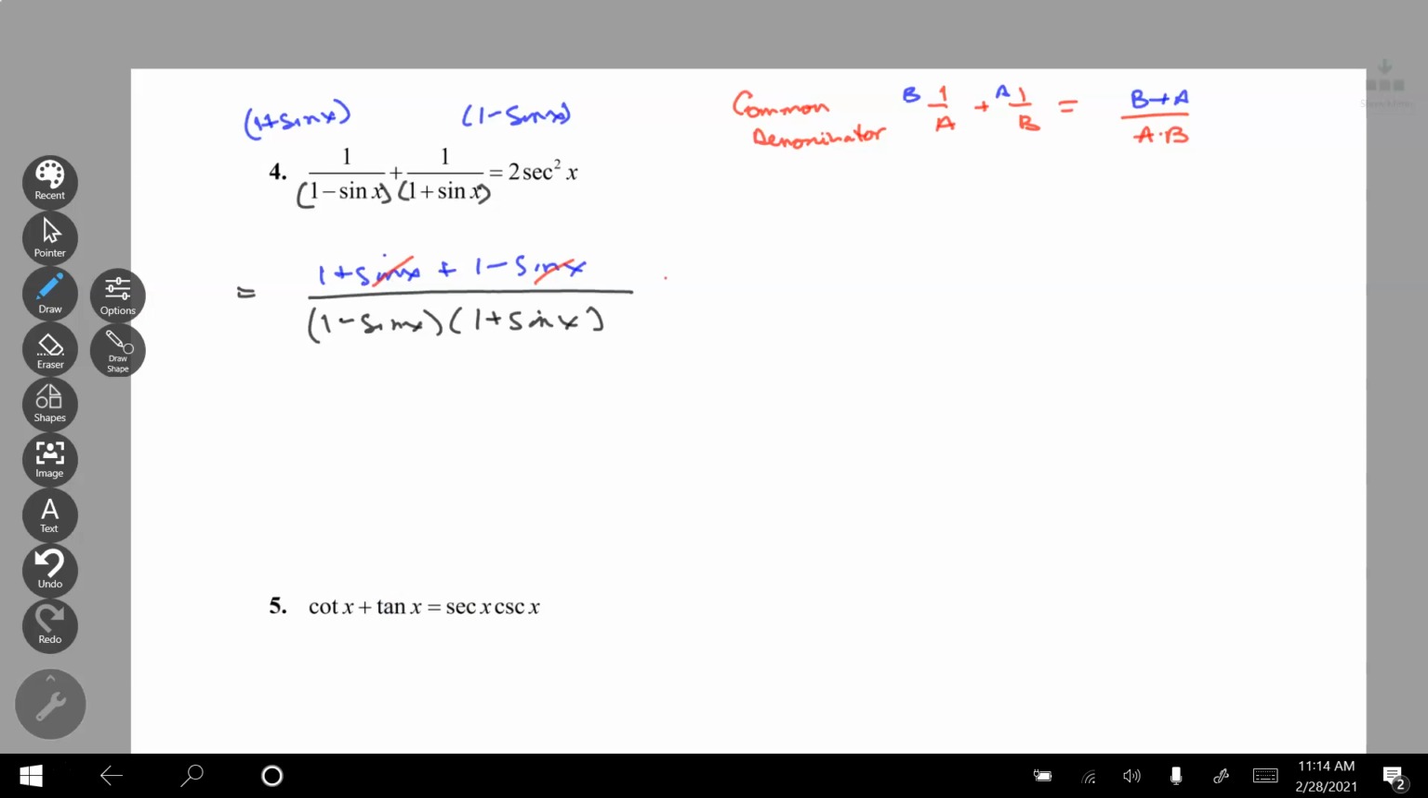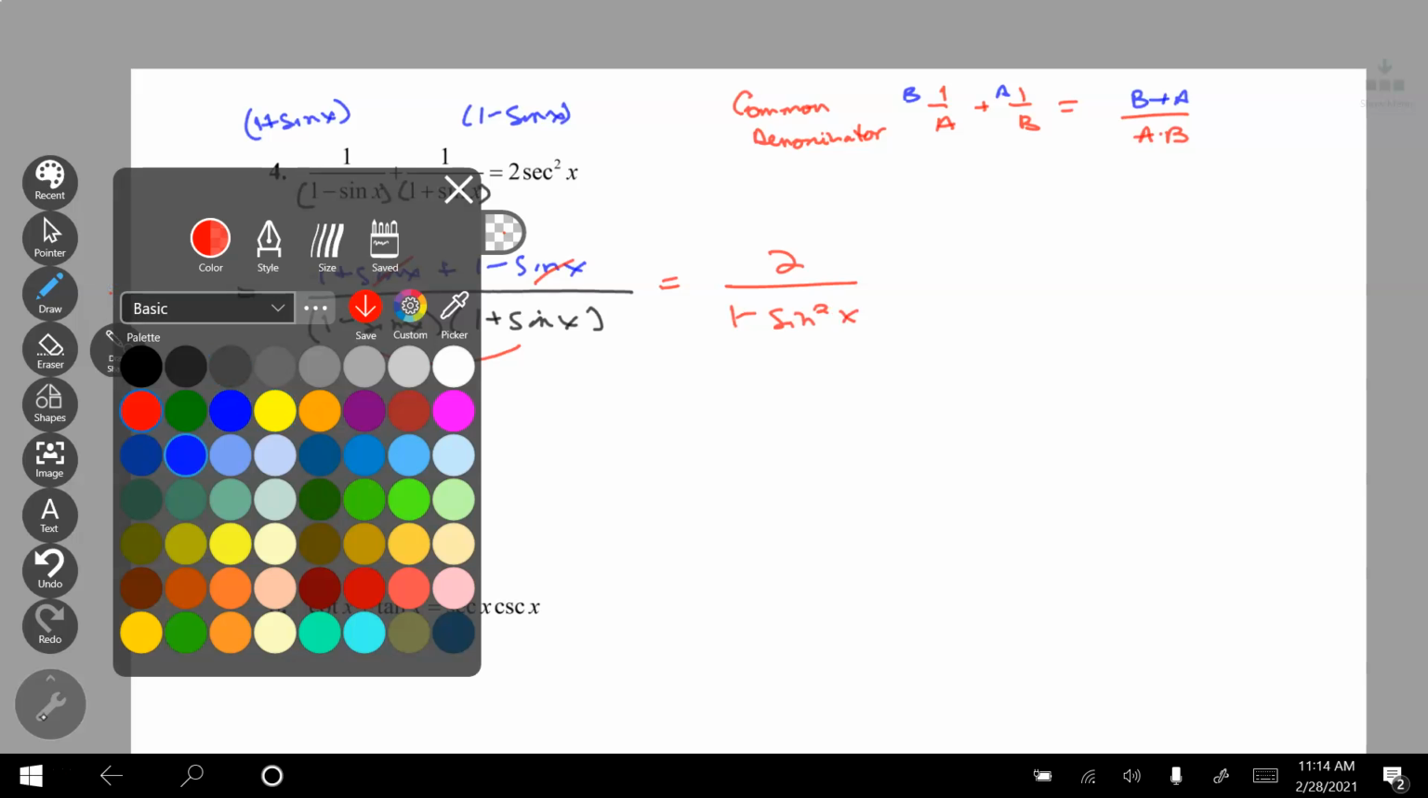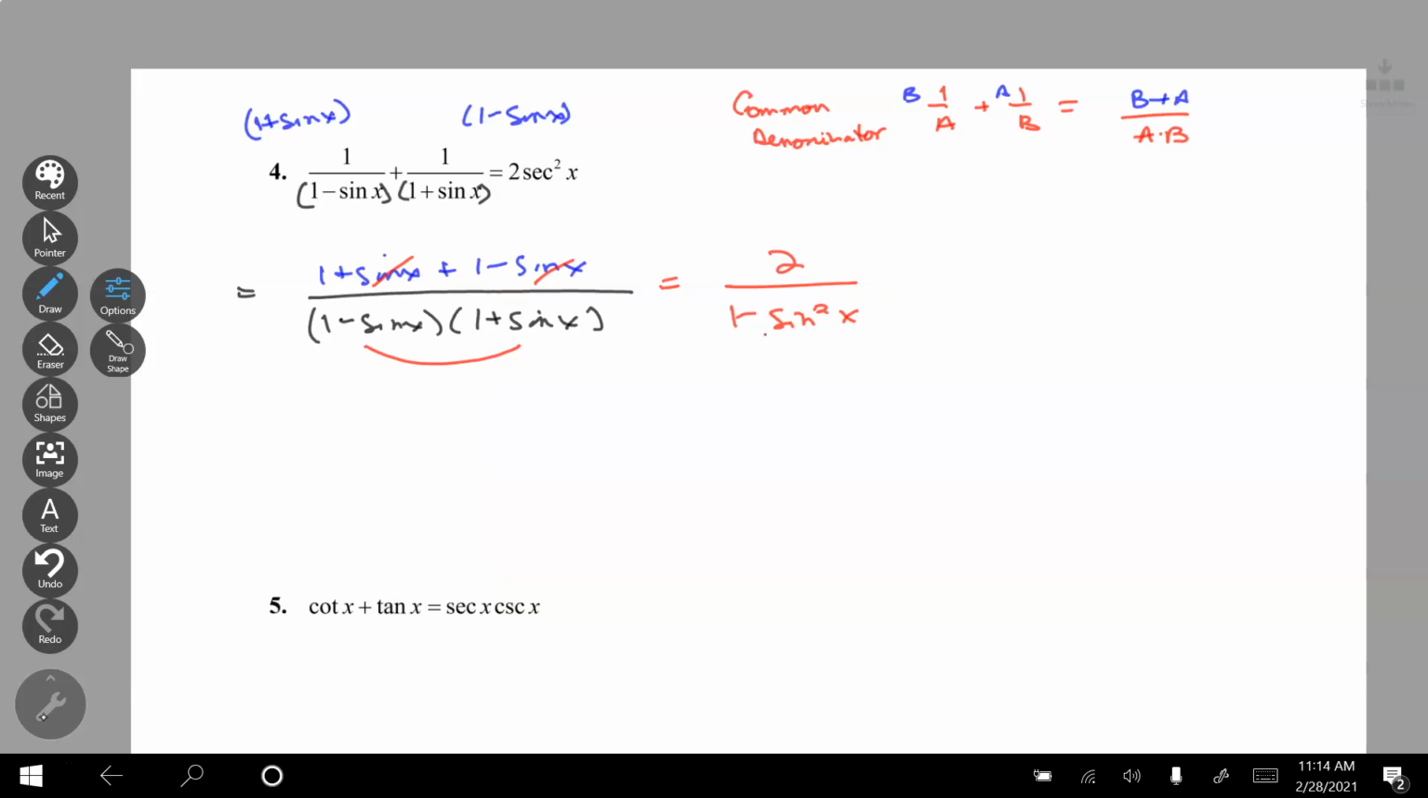I see these signs cancel, and right now I have 2 over, we just saw in the last problem when we multiply these 2 out, we get 1 minus sine squared of x, which we saw was something that we like, because then this becomes 2 over cosine squared of x, because that's what 1 minus sine squared is off that summary sheet, and we get what we want at the end, where we have 2 secant squared of x, and that's exactly what we were looking for. Okay, so it's a little bit of manipulation, but we see how it goes.